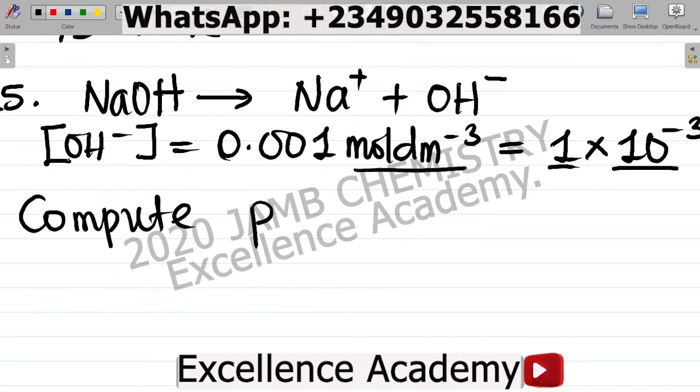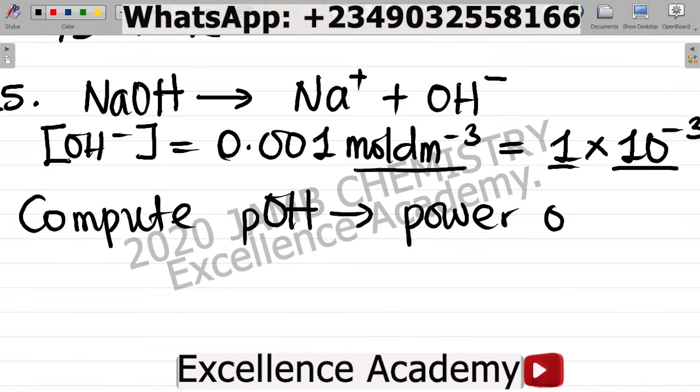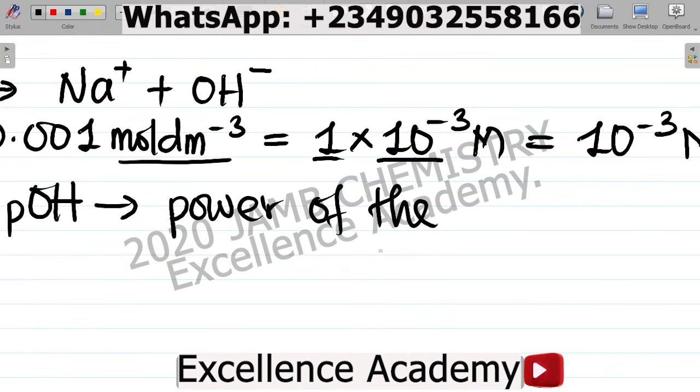Compute the value of the power of the hydroxide ion. All right, so pOH you have here. Let me write this better. This is written as pOH. This is how you write this. And what this simply means is the power of the concentration of hydroxide ion.